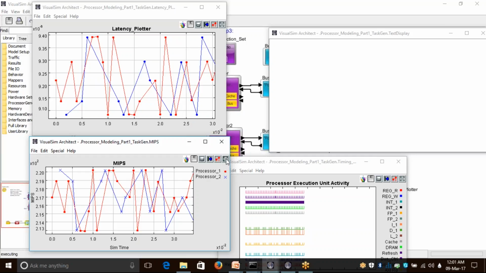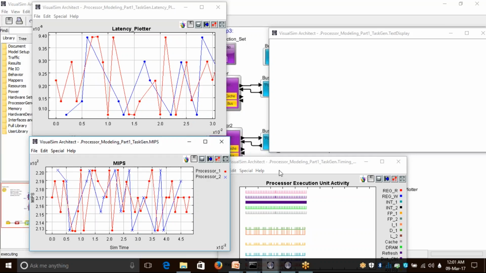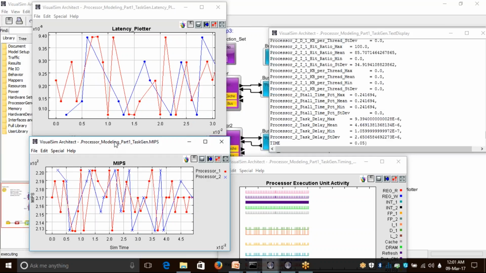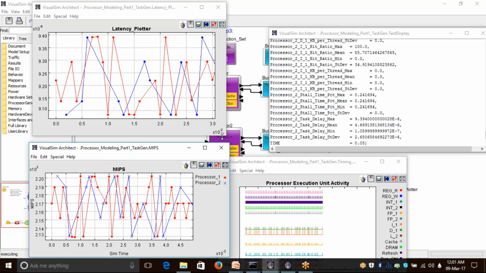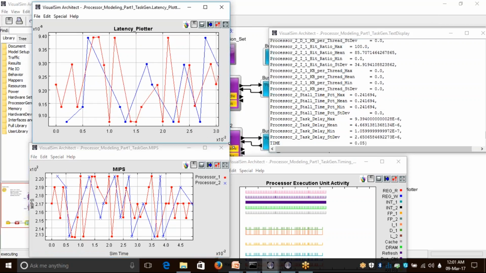So this gives you an understanding of how these numbers and plots can help you make decisions on the platform. This tells me that I need to have a dedicated floating point engine, or how I need to schedule those tasks between multiple processing units.